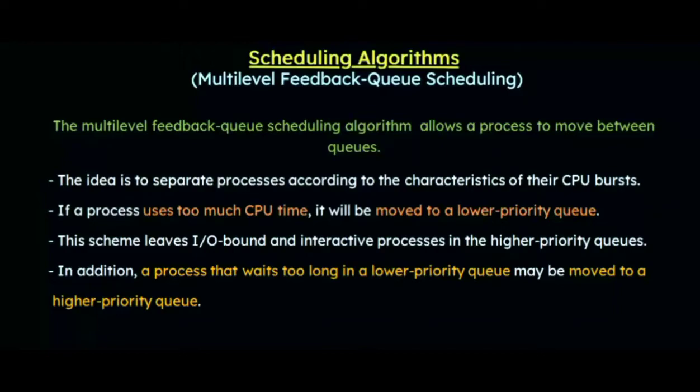In addition, a process that waits too long in a lower priority queue may be moved to a higher priority queue. So let's take a look how multi-level feedback queue scheduling works.